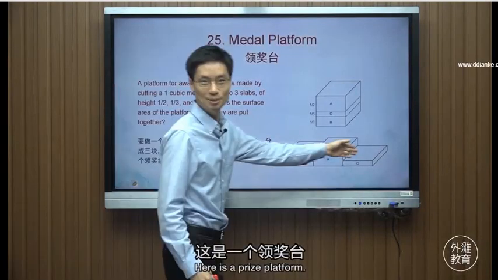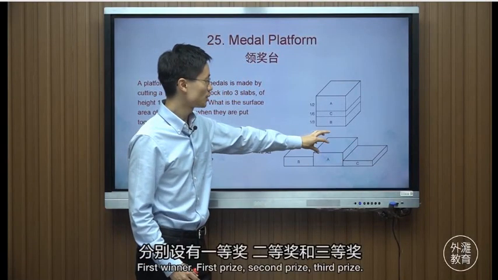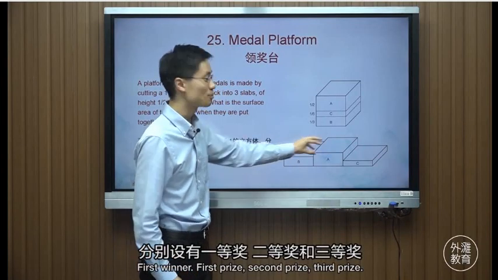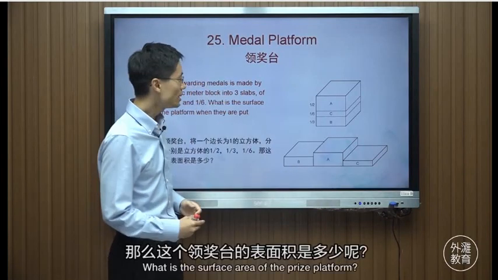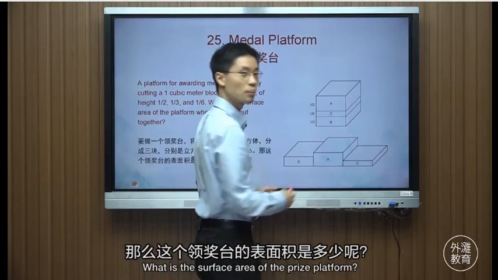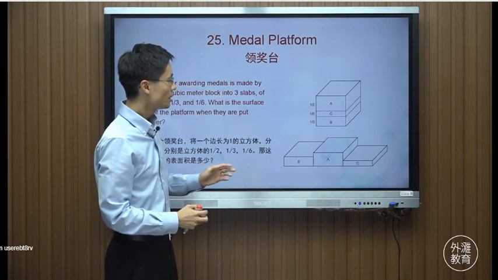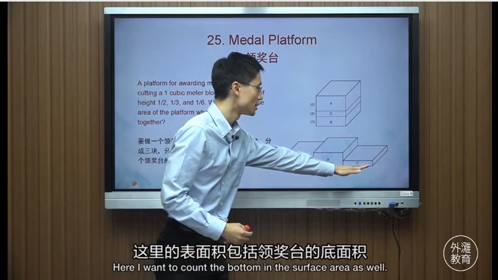Here is a prize platform. First winner, the first prize, second prize, third prize. What is the surface area of a prize platform? Here I want to count the bottom in the surface area as well.